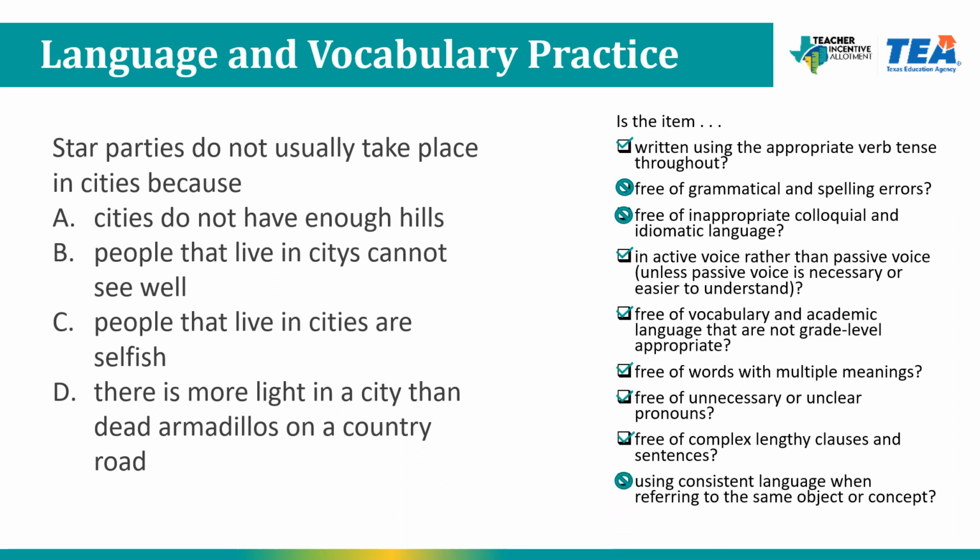Let's examine this item in detail. The sentence: Star parties do not take place in cities because blank. Let's look at our answer choices. Firstly, is it written using the appropriate verb tense throughout? Yes, that seems to maintain the correct verb tense. How about grammatical and spelling errors? Well, it looks like there are several errors spotted in the differing spellings of cities and in answers A and B.